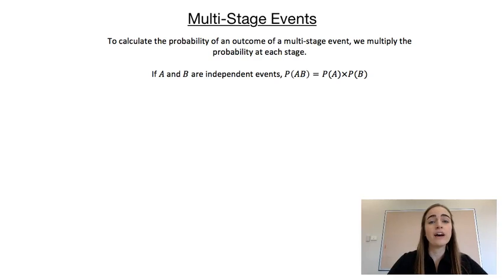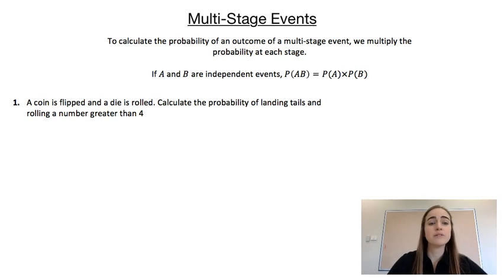In this video, I want to have a look at calculating the probability of multi-stage events. So if we want to calculate the probability of a particular outcome in an event that has lots of stages, then we can just multiply the probabilities of each step, of each part of that outcome. So if A and B are independent events, then the probability of A, B is going to be the probability of A times the probability of B.